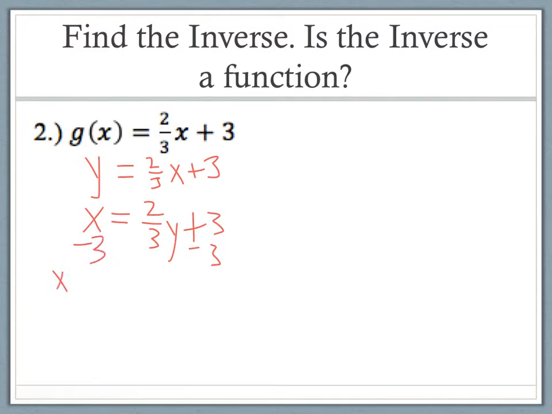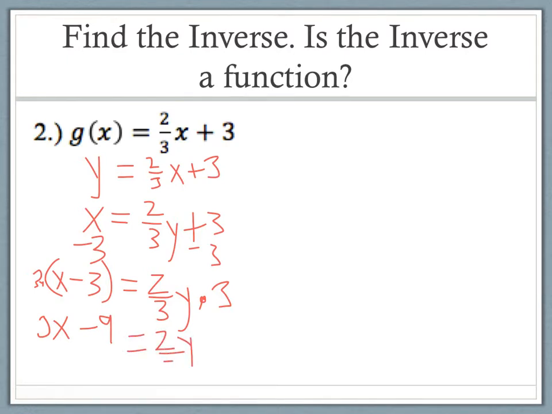So I have x minus 3 equals 2/3 y. We need to get rid of this 2/3, so I'm going to go ahead and just multiply both sides by 3 first. Okay, so I have 3x minus 9, since you've got to distribute that, equals 2y.